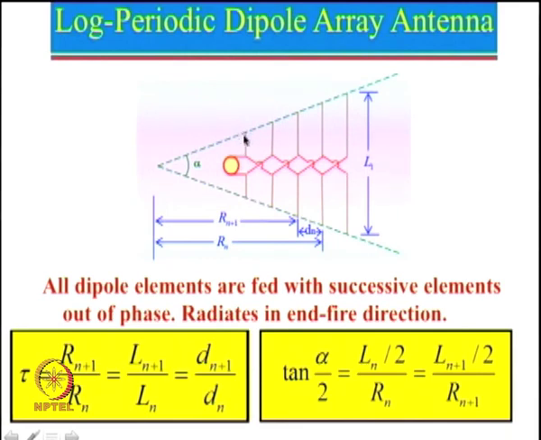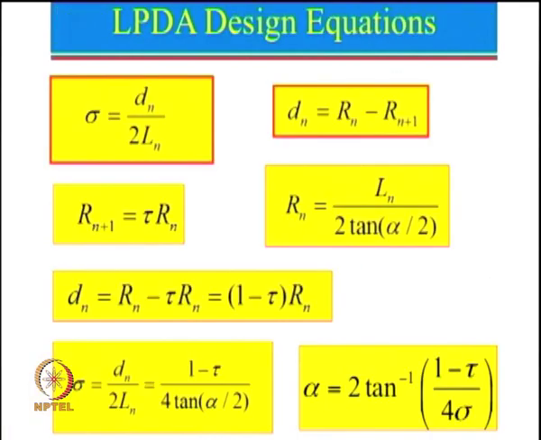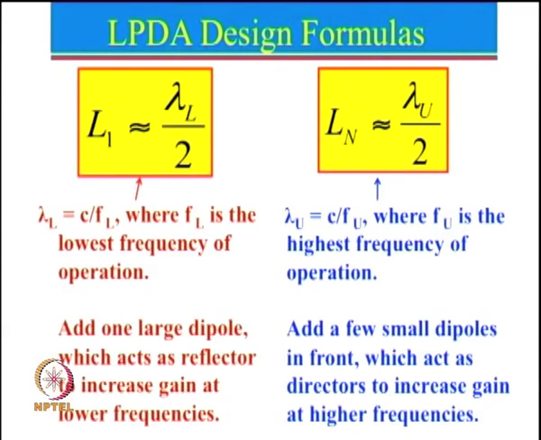So here is one fed dipole, there is one reflector. Having multiple reflectors does not make much sense. So it only has one reflector, it does not have any director in front. So what will happen if you do not have multiple elements in the front? Then the gain will reduce at the higher frequency.